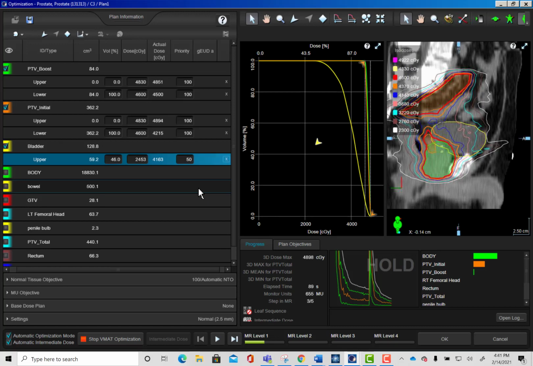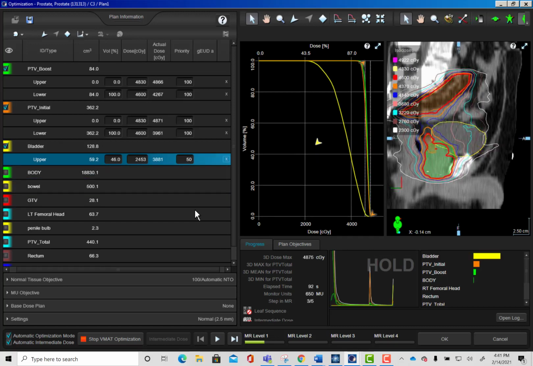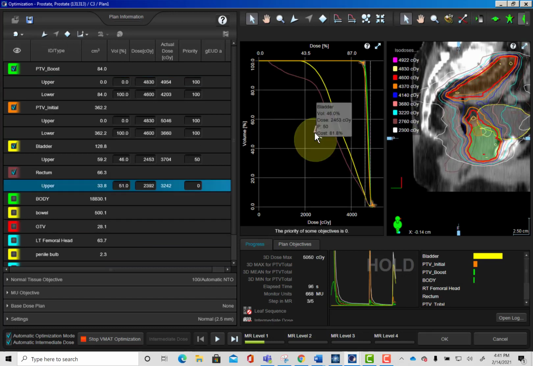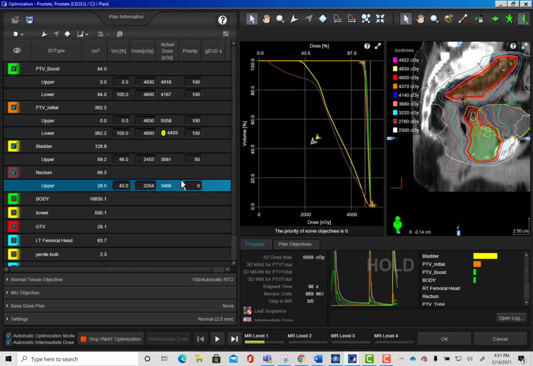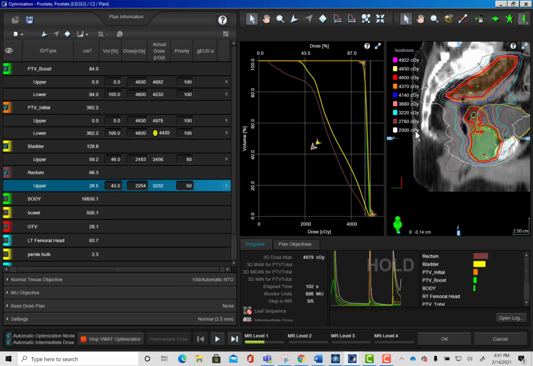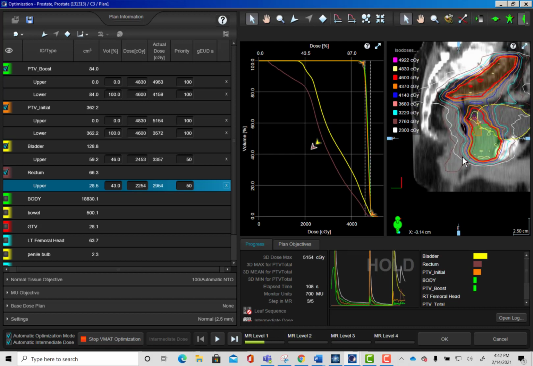I'll add an upper on my bladder, just kind of put it somewhere in the middle. Same with the rectum. Essentially, I'm just trying to start to shape out my dose, right? I want that 50% line to really carve in a lot in that rectum and bladder, so I'm just getting that process started with these uppers.